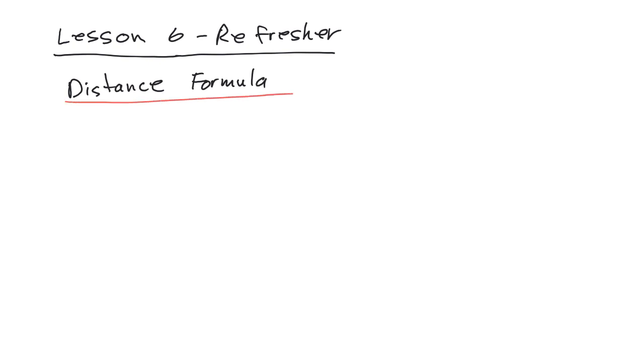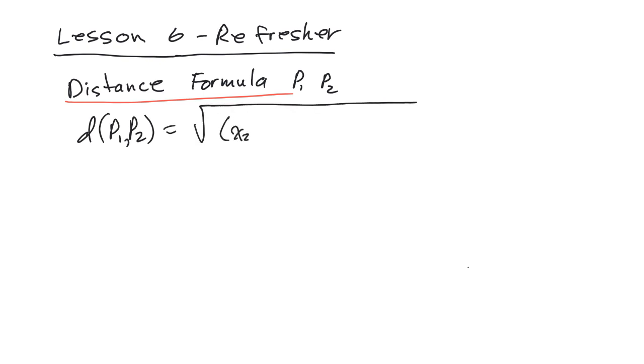The distance formula for any points P1, P2. So for any line P1 going to P2, the distance from P1 to P2 is given by the square root of (x2 minus x1) squared plus (y2 minus y1) squared. Okay, that's it. Now, the midpoint formula.